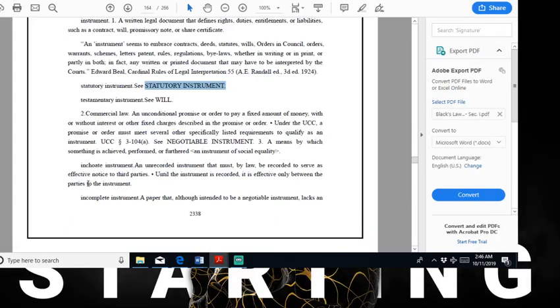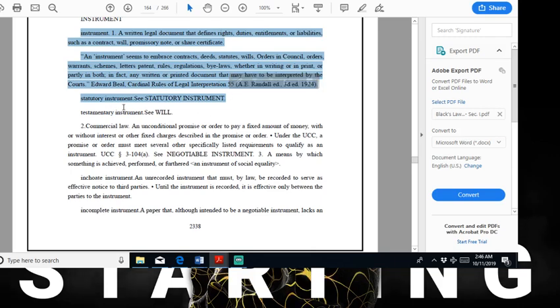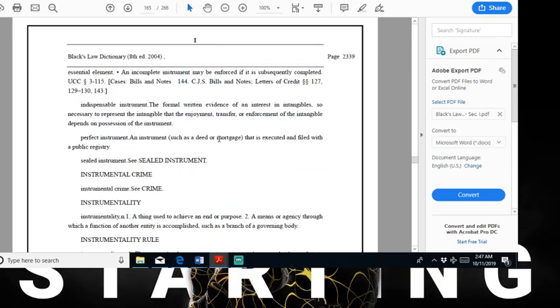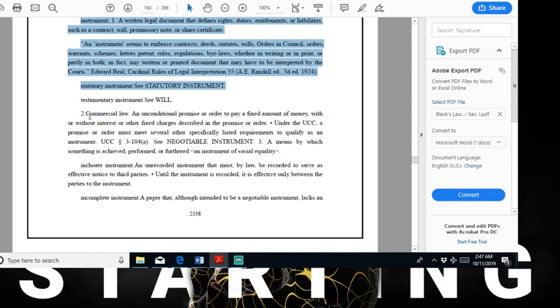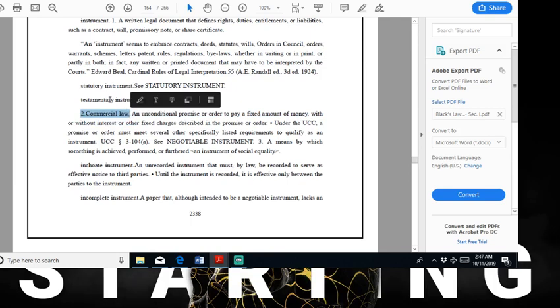But back to instruments. So, as I'm going to regurgitate, just let you know, we looking at instrument and what it means. You see, there's a statutory instrument. I'm not going to go through all of them, but there is a commercial instrument or commercial law, an unconditional promise or order to pay a fixed amount of money with or without interest or other fixed charges described in the promise or order.